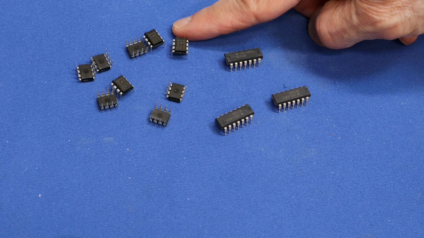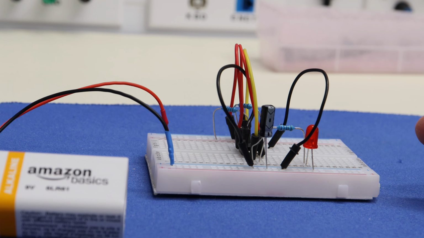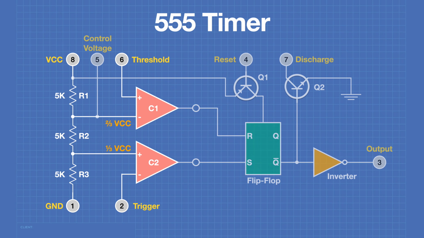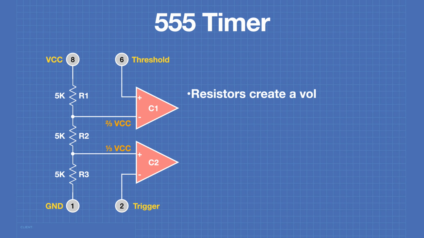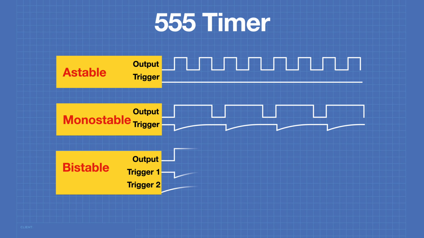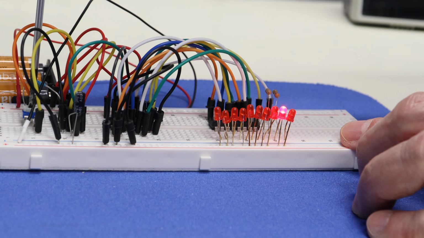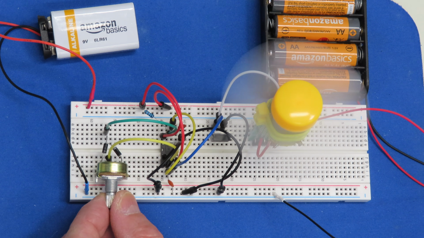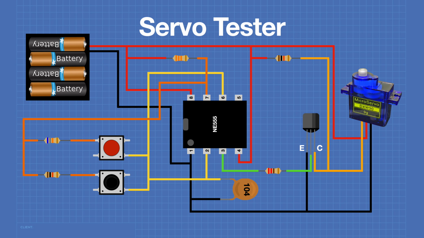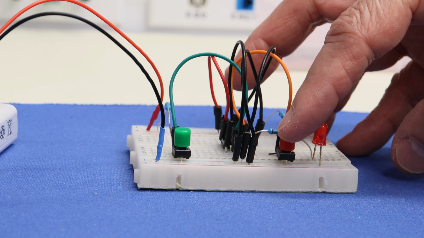Today in the workshop, we're working with the versatile 555 timer IC. We'll see how the 555 works and how it can be operated in 3 different modes. We'll also build several cool projects based around the 555 timer. It's about time we did this, so welcome to the workshop.